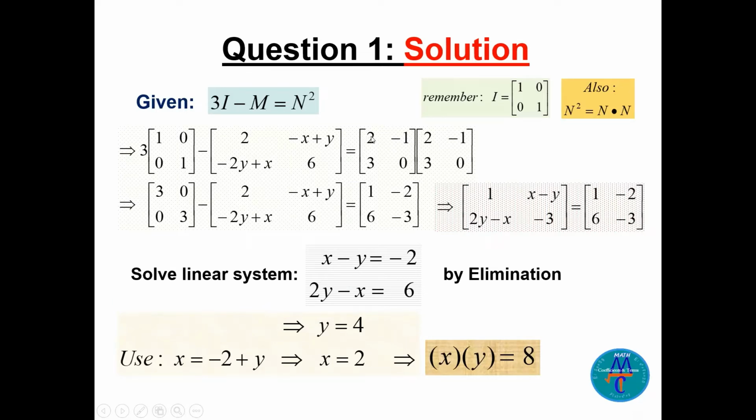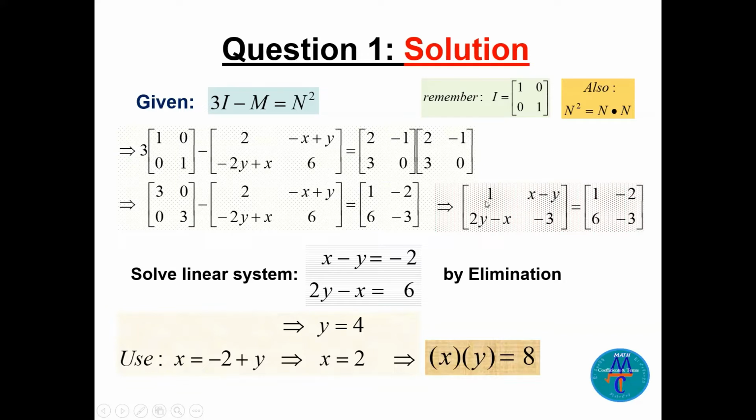Remember to multiply row by column. 2 times 2 is 4, minus 1 times 3 is minus 3, 4 minus 3 is 1, etc. You can multiply 2 times minus 1, minus 1 times 0, you add, you get minus 2. I is 1, 0, 0, 1; multiply that by 3, it will be 3, 0, 0, 3. You subtract these two 2 by 2 matrices, and we get this matrix equation.